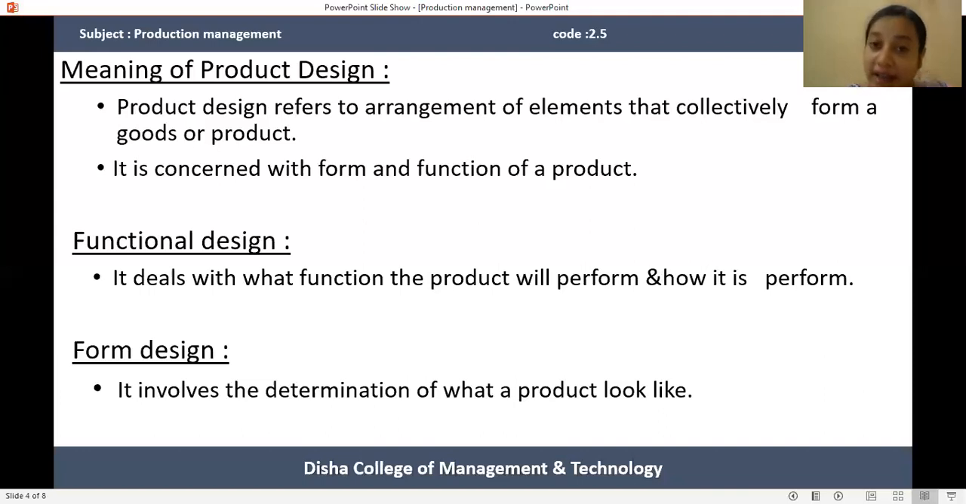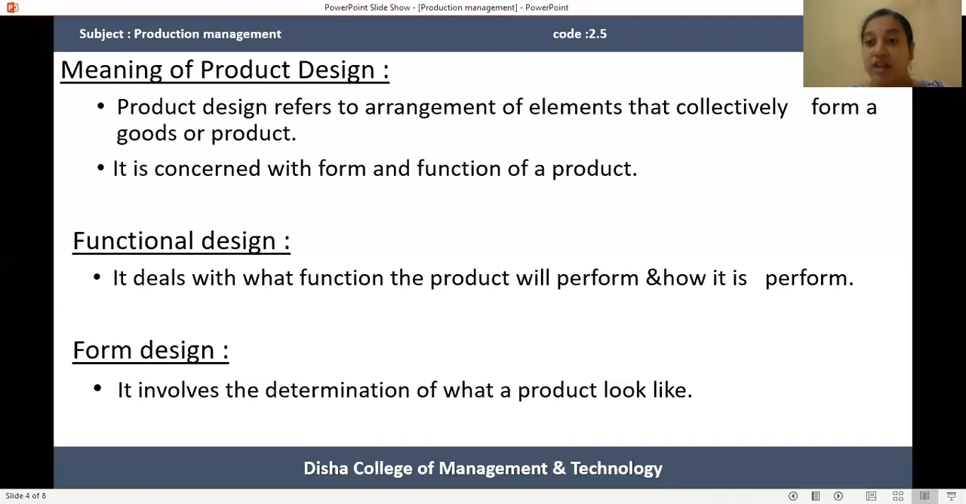So they have to identify which parts of the product help to provide good quality pictures and good sound. We can say that while designing a product, the designer has to design both parts of the product, that is the form design and function design. He has to design both the things. The first one is the functional design and the second is form design.